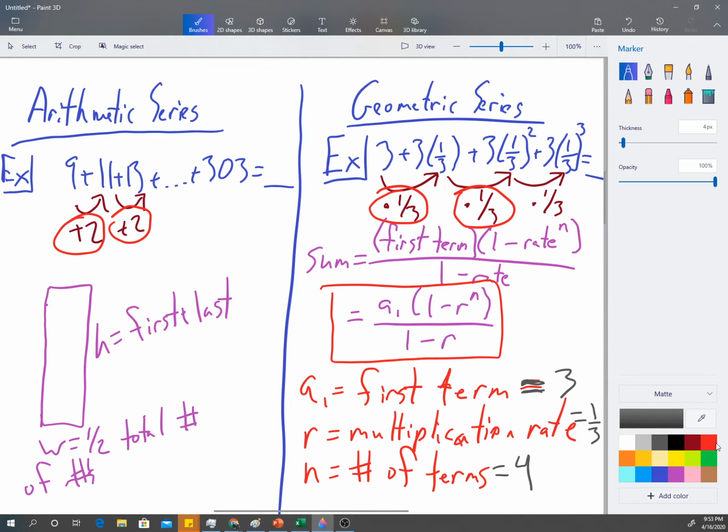So if I wanted to find the sum of this series, I would take 3 times 1 minus 1/3 to the 4th power, all over 1 minus 1/3. So I'm going to use Excel to show you how to do the math there.